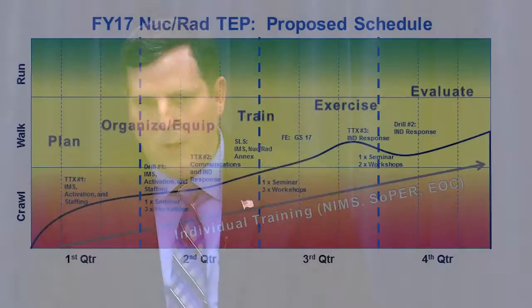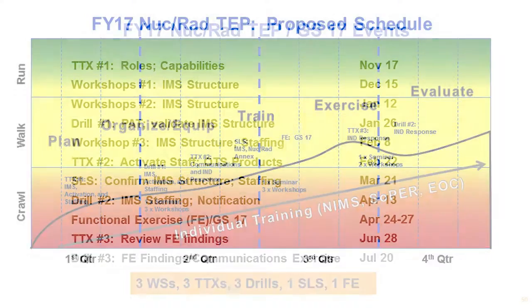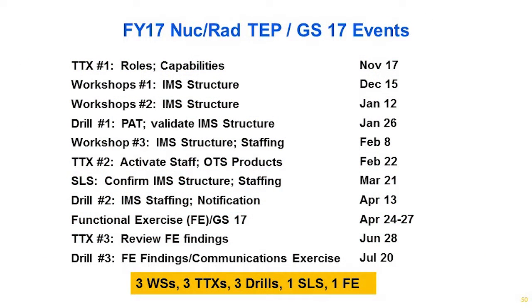But this lays out the order in which we conducted those types of exercises. All the while, you see the line below, there's still individual training going on. There are a number of schools, classes and courses taken by the response staff that enable them to do their individual job and then do it collectively. So this lays out the 11 events that we had over that time frame. These were the dates of them, and again, their focus on a number of different things.